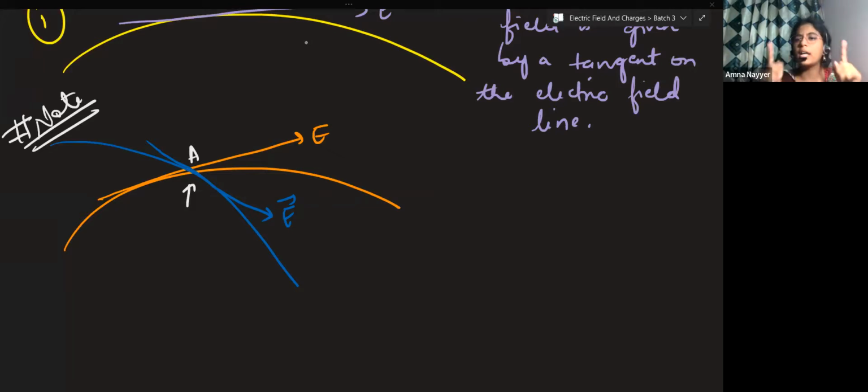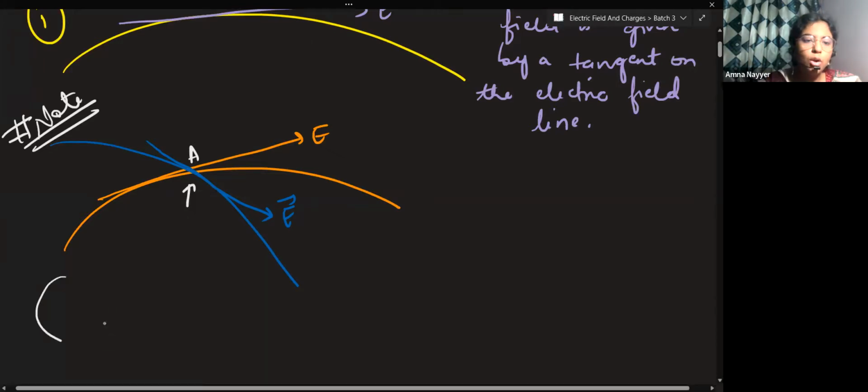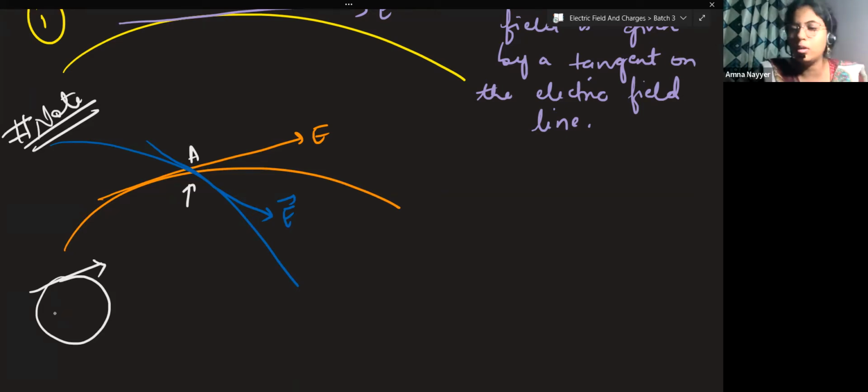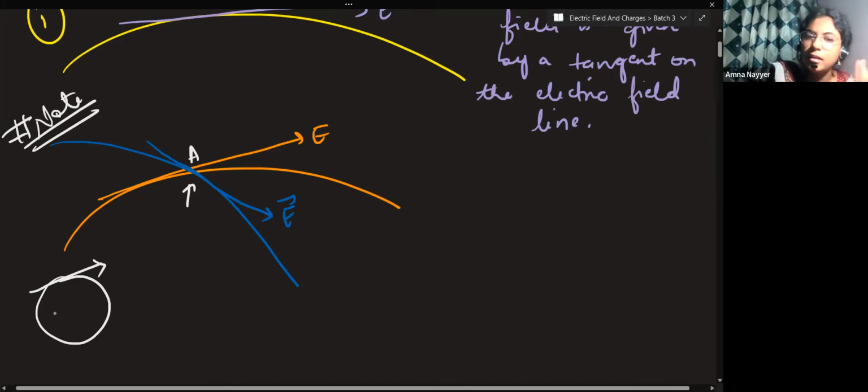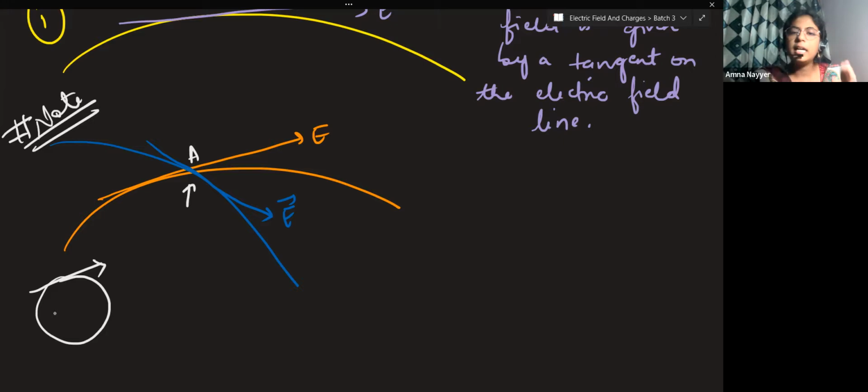Tangent means, if you have a circle and you drop a line touching it, this we call a tangent. So electric field lines are continuous curves, and a tangent drawn on it will give you the direction of the electric field line. Now see, if this orange one is an electric field line giving the direction in this manner, then this blue line is another electric field line giving the direction in this manner. But if you see, both of them are intersecting. At that intersection point, they are giving you two directions of electric field.